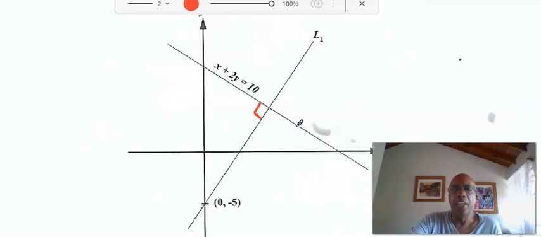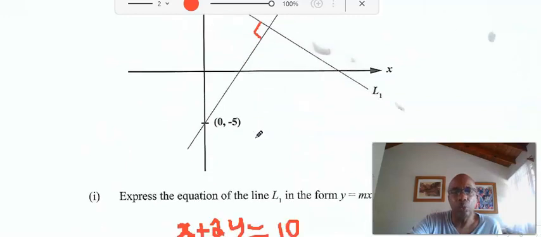And we know the gradient of L1. We just found it as -1/2. So therefore, if we multiply that gradient -1/2 by the gradient of L2, which we don't know, we're supposed to get -1. So as the first step in the answer, get the gradient of L2.